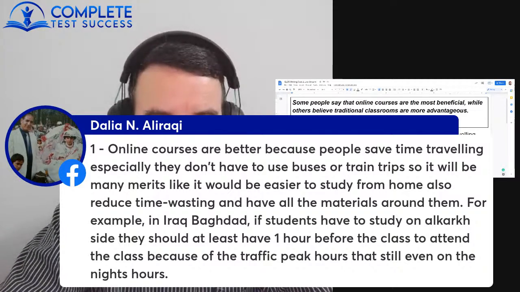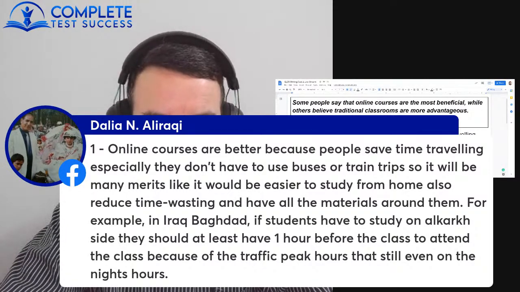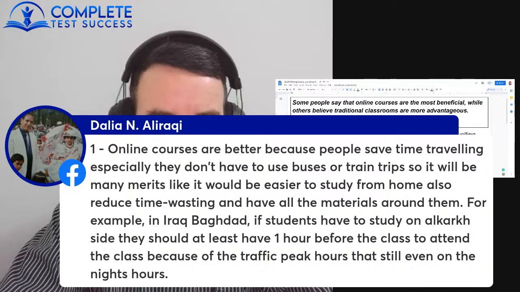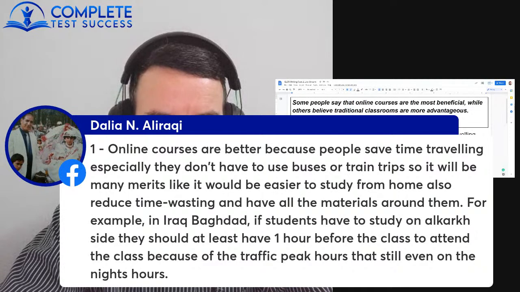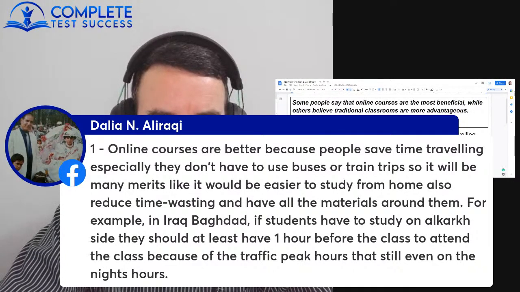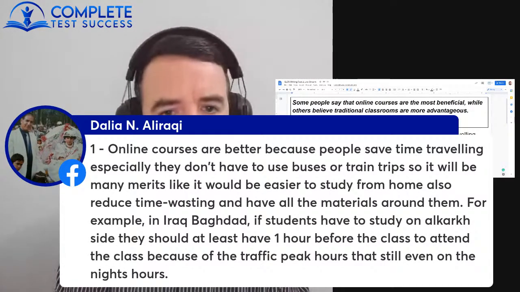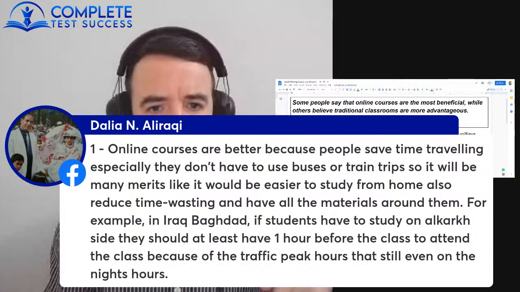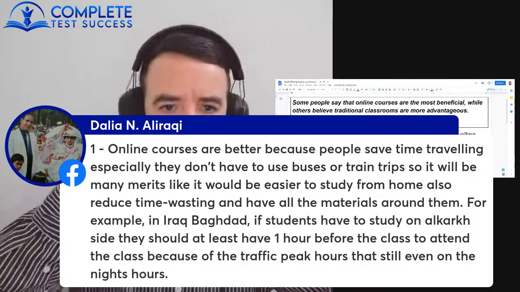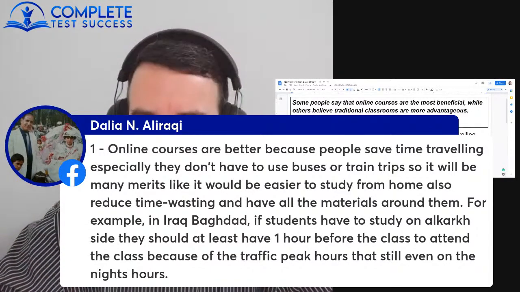For example, in Iraq, Baghdad, if students have to study in Al-Karkh side, they should leave at least 1 hour before the class to attend the class because of the traffic peak hours. That's still even on the night hours. Because of the traffic. Just say because of the traffic is clearer. I know what you're getting at, but the vocabulary isn't clear for the rest of that sentence. So if you just put a full stop after traffic and remove the rest, that would be much clearer.